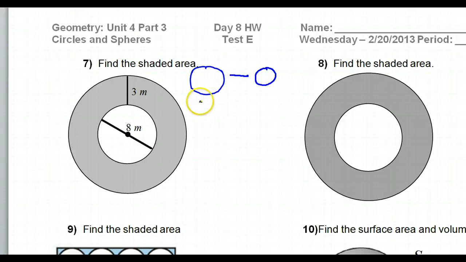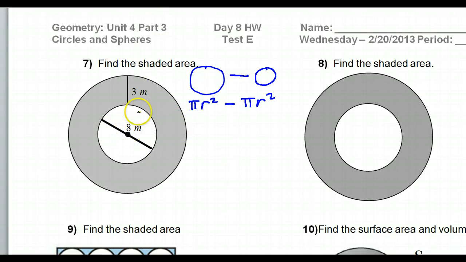Now these are both circles, so in both cases we're going to be doing pi r squared. So we're going to be doing pi r squared minus another pi r squared. Obviously the r's are different. Now if you think one of these r's is going to be 8 and one of these r's is going to be 3, you are wrong twice, my friend. You are all turned around. So let's start with the small circle, just because I think that's the easiest.